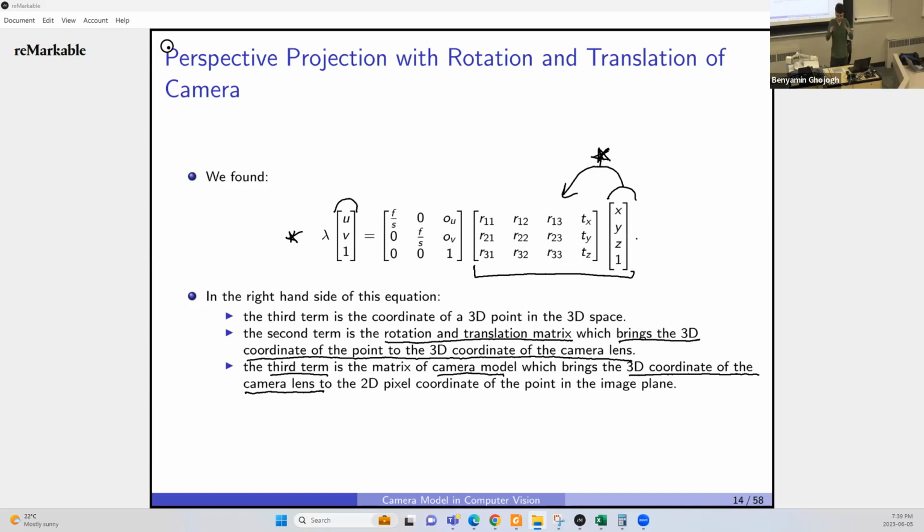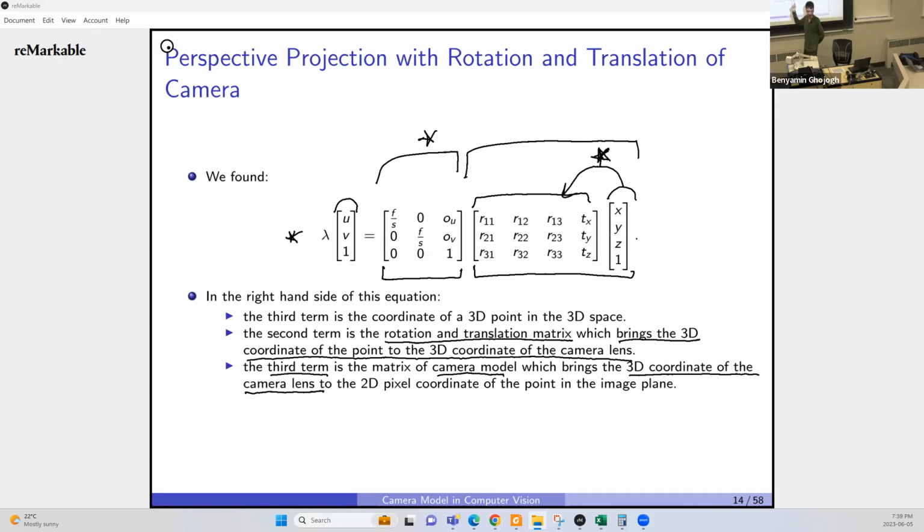So if my camera is at the origin without any rotation, I don't need this matrix anymore. But if it is not, then I should compensate that. After this compensation, it's as if you have put the camera at the origin without any rotation. Now, using this, you bring that unrotated, untranslated 3D coordinate to the 2D image using this.